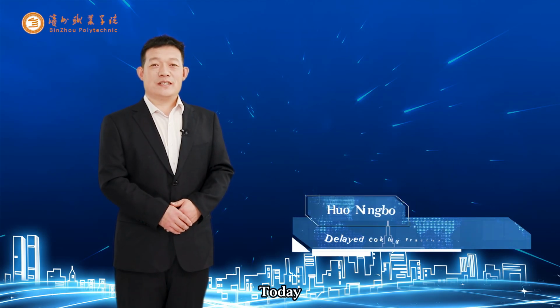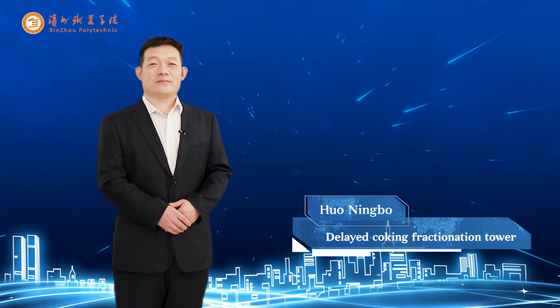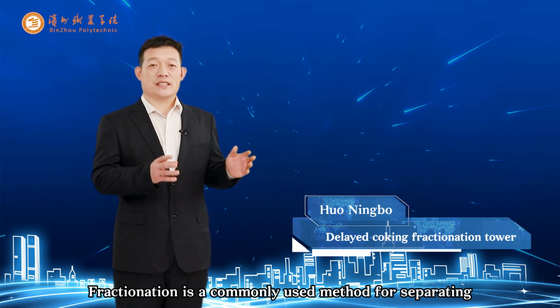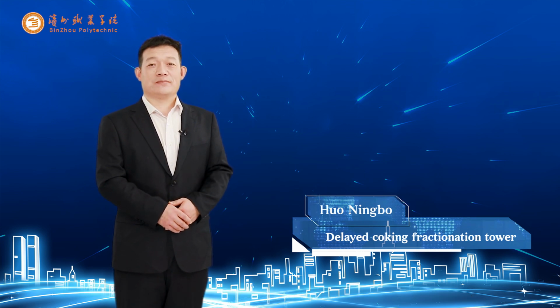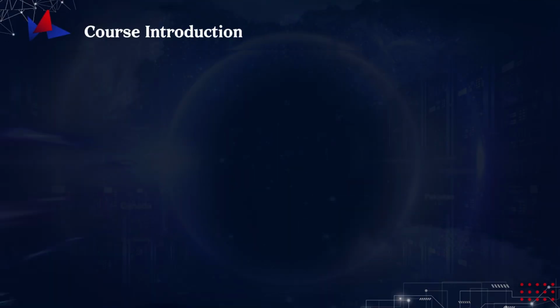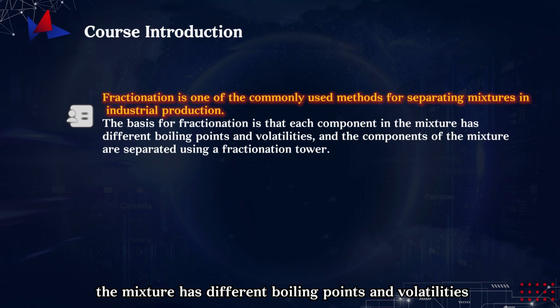Hello everyone. Today, we are going to learn about the delayed coking fractionating tower. Fractionation is a commonly used method for separating mixtures in industrial production. It is based on the fact that each component in the mixture has different boiling points and volatilities.